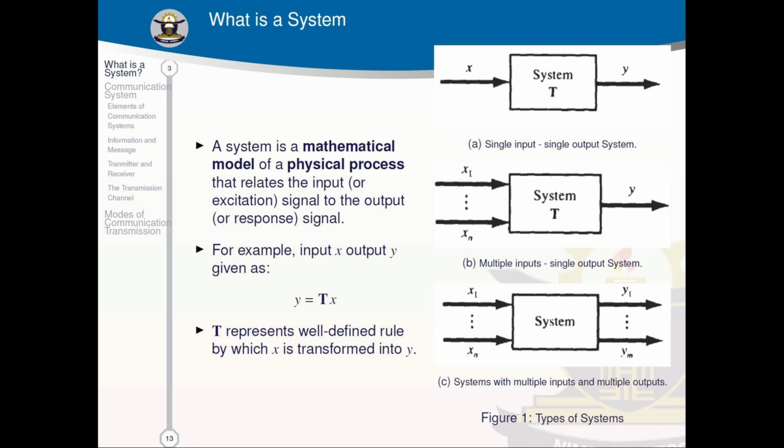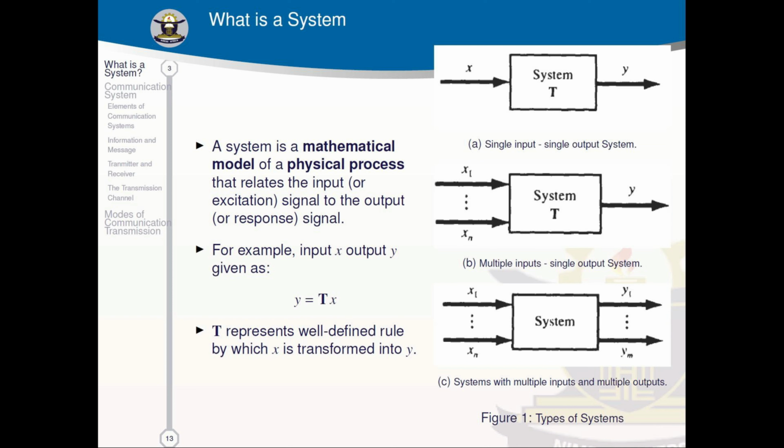We have 3 basic types of systems: the single input, single output system, multiple inputs, single output system, multiple inputs, multiple output system, and we can also have single input, multiple output systems. An example of that one is the demultiplexer, which takes a single stream of signals which have various center frequencies and then outputs them at multiple outputs with their different center frequencies.